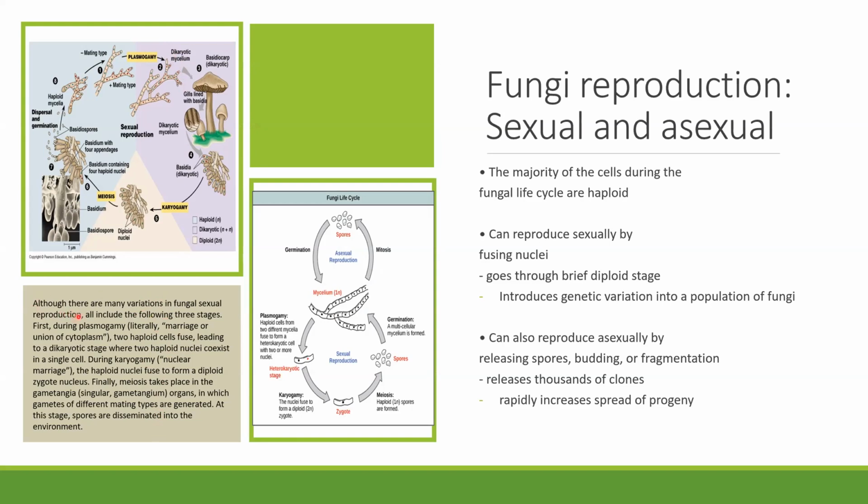This is all written out for you down here. Although there are many variations in fungal sexual reproduction, all include the following 3 stages. During plasmogamy, the marriage or union of cytoplasm, 2 haploid cells will fuse, leading to the dikaryotic stage where 2 haploid nuclei coexist in a single cell. During karyogamy, the nuclear marriage, the haploid nuclei fuse to form a diploid zygote nucleus. And finally, meiosis takes place in the gametangia, organs in which gametes of different mating types are generated. At this stage, spores are disseminated into the environment.